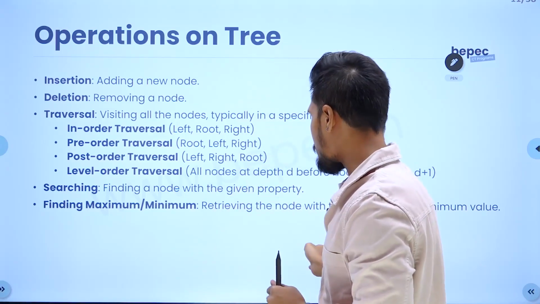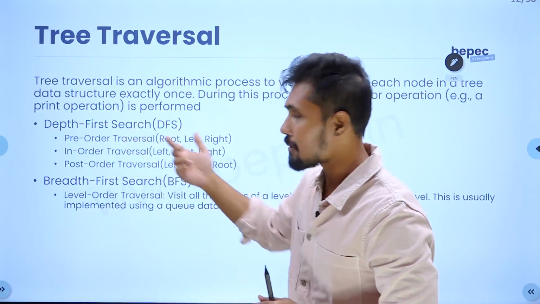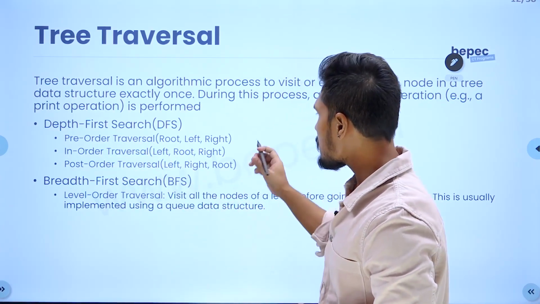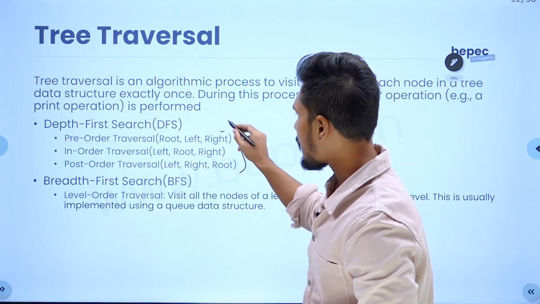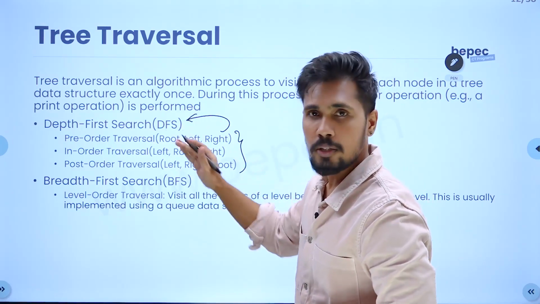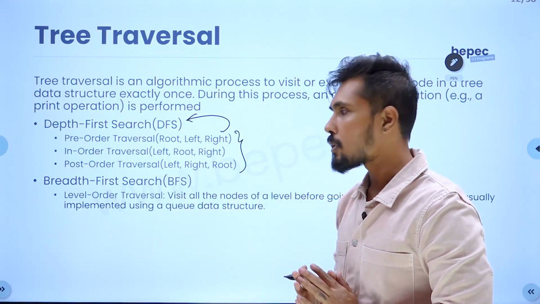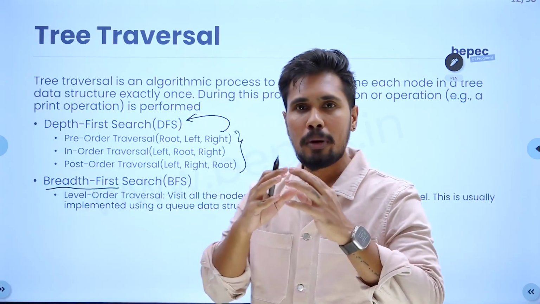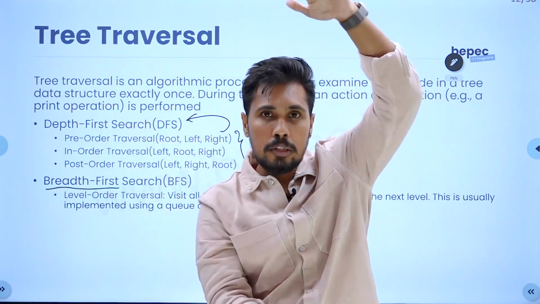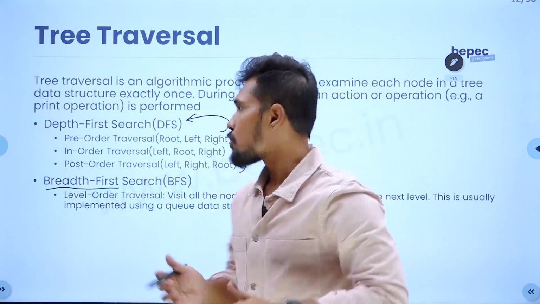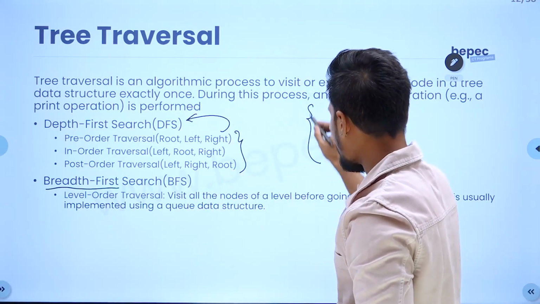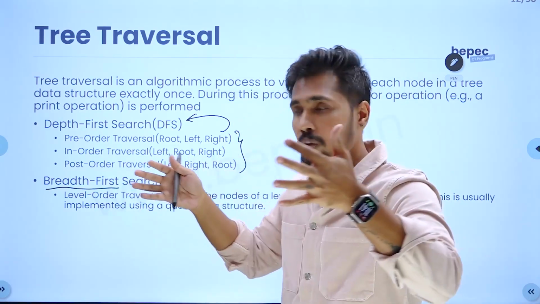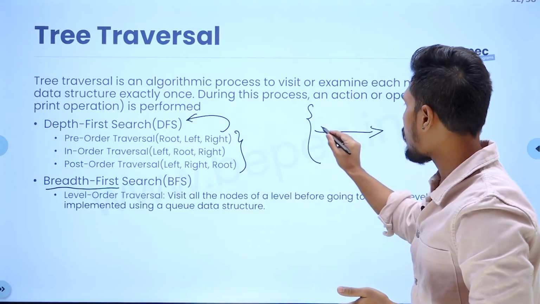In that, we have approaches: pre-order traversal, in-order traversal, and post-order traversal. All these three types of traversal fall under a category called depth first search traversal. And there is another traversal, which we call breadth first search. What is breadth? This is your breadth. What is depth? The height is your depth. If you take a tree, going node by node down is a depth, and going across like this is your breadth.